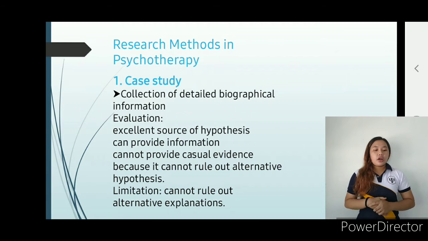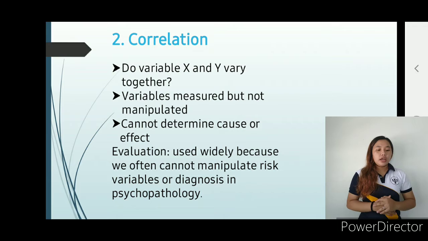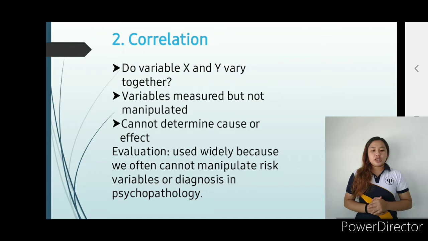Number 2 is the correlational method. Do variables x and y vary together? Variables are measured but not manipulated, so we cannot determine cause and effect. Its evaluation: it is used widely because we often cannot manipulate risk variables or diagnosis in psychopathology. Variables are measured as they exist in nature. There is no independent variable that is manipulated. Psychopathologists usually rely on correlational methods when there are ethical reasons not to manipulate a variable.